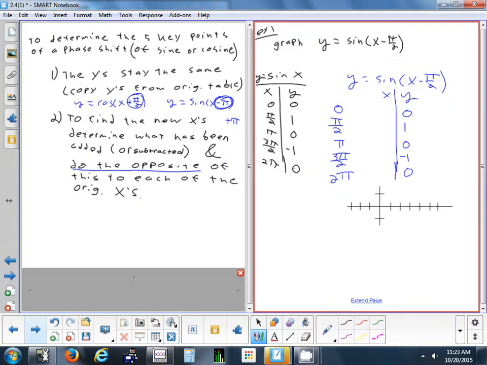And I'm going to do something to every one of them. I'm going to do the same thing to all of them, and it has to do with this right here. What am I going to do to every one of those x values? Add pi over 2. Yeah. I look at what's been added or subtracted. In this case, I subtracted pi over 2. I'm going to do the opposite of subtract pi over 2. I'm going to add pi over 2 to every one of them.